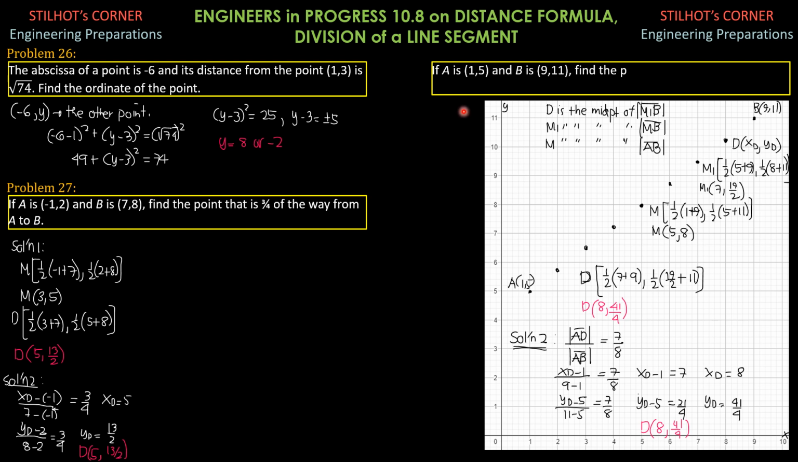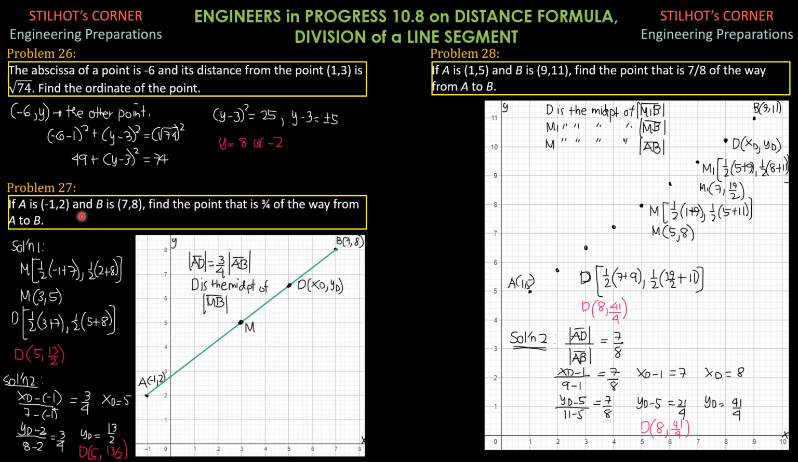Then that's problem 28, also by division of a line segment. So we'll focus first on problem 27, and let's have the point plotting. A is at (-1, 2) and B is at (7, 8). So D is 3/4 of the way from A to B.